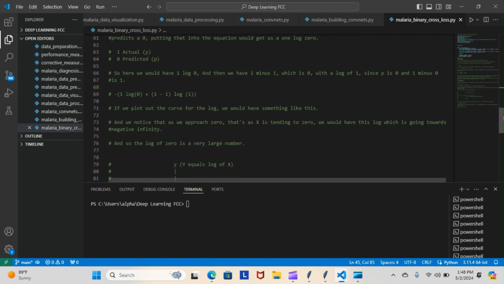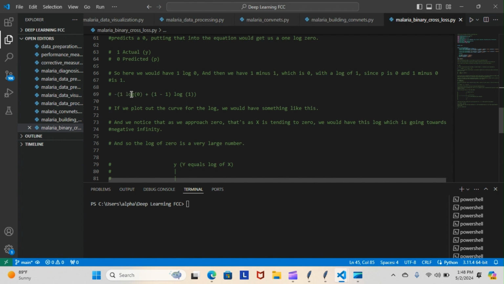So here we would have a 1 log 0, and then we have 1 minus 1, which is 0, with a log of 1, since p is 0 and 1 minus 0 is 1. This will be the equation here. It's the same as the one above. We just replace the y's and the p's with the 1 and the 0.